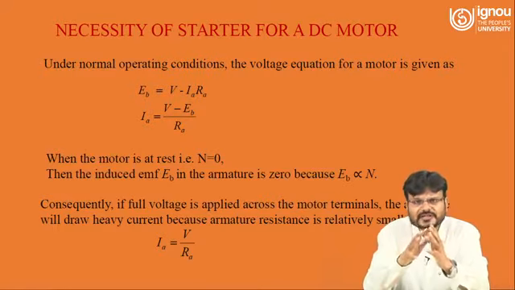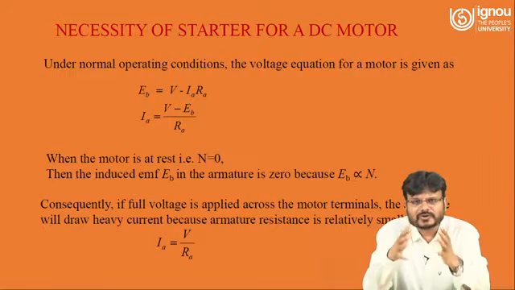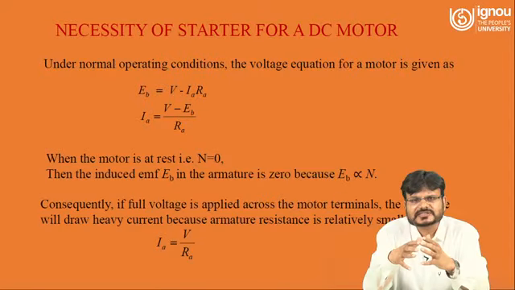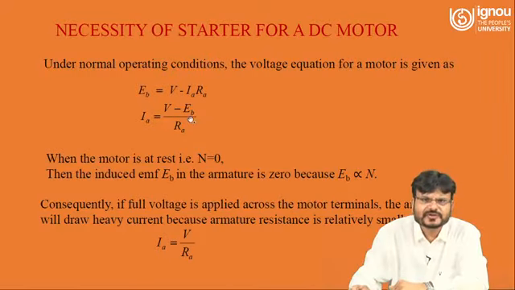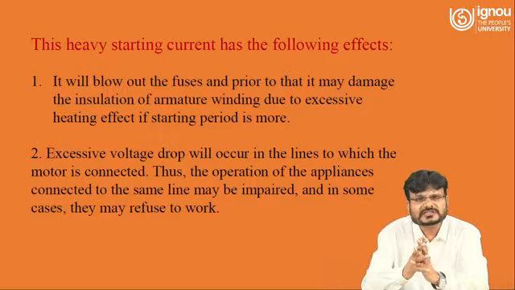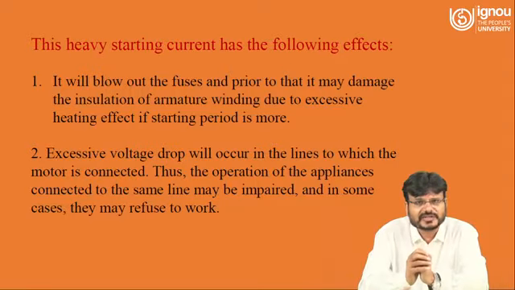So when the motor is about to start, or at rest, that means speed is 0, and back EMF is 0. If back EMF is 0, that means V - Eb is very high. And divided by the armature resistance, whose value is very small, the armature current will be very high. This high armature current may cause different problems in the DC motor. So this heavy starting current has some dangerous effects. What will happen if this high current flows in the DC motor?